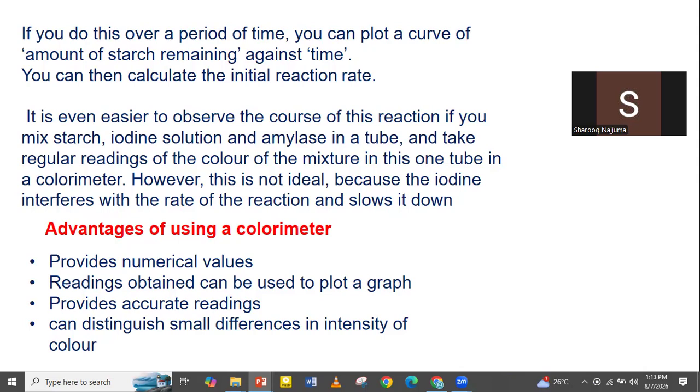So the advantages of using a calorimeter: number one, it provides you with numerical values, figures, which is the absorbance. And then those figures can even be used to plot a graph. That is another advantage. The readings are very accurate. It is able to distinguish small differences in the intensity of color. So those are some of the advantages of using a calorimeter.